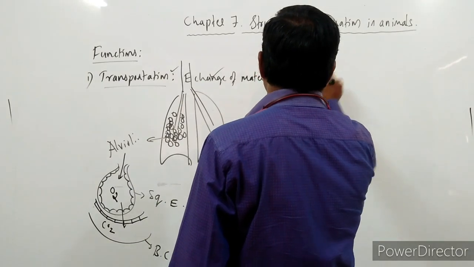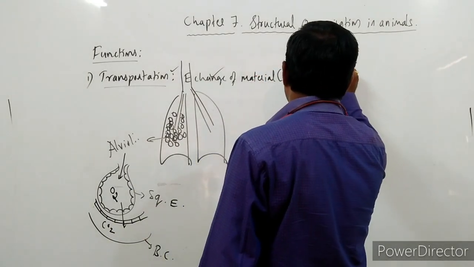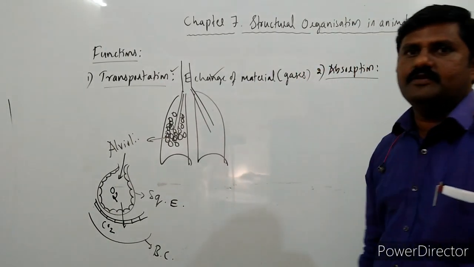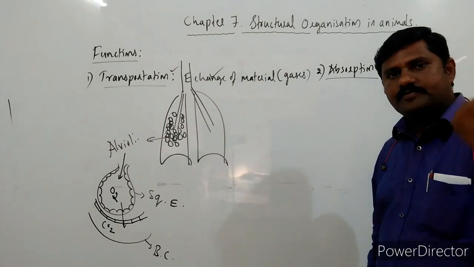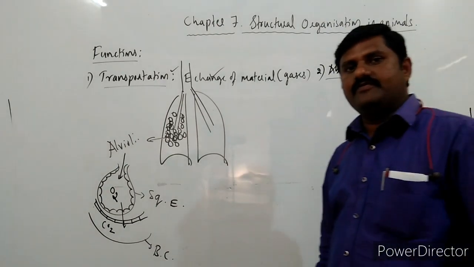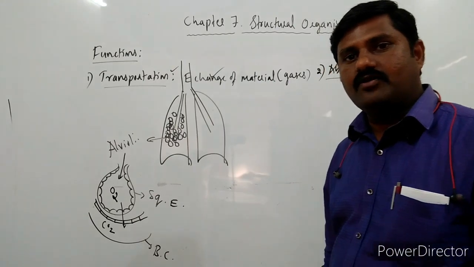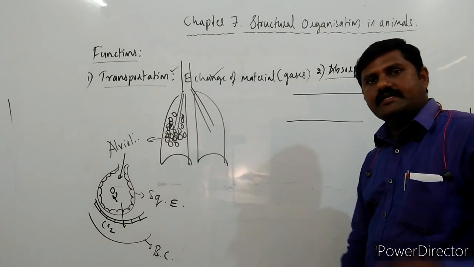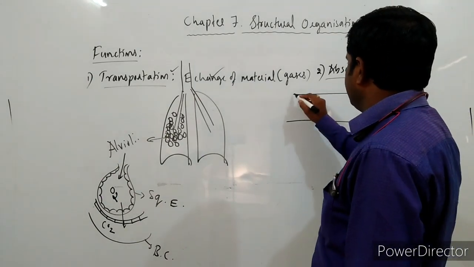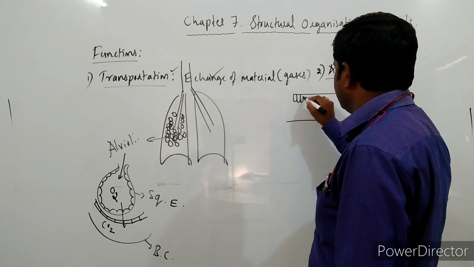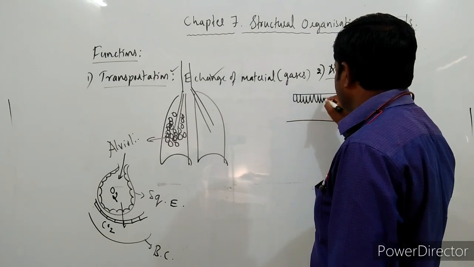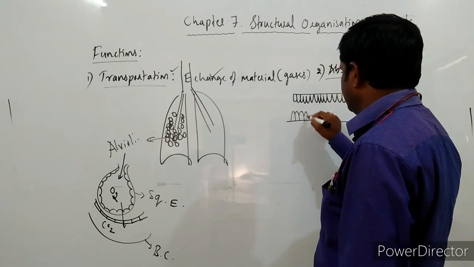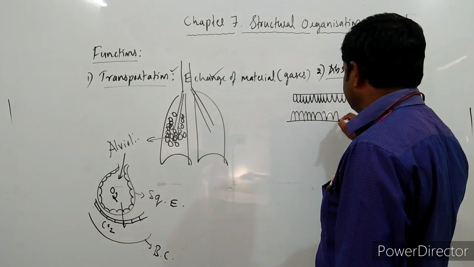After this, the second function is that it helps in the absorption of materials. How does it help in absorption of materials? Imagine the small intestine, or the intestine itself. So this is an intestine. What is it lined with? Its inner lining is columnar epithelium. So here you come across the columnar epithelium.